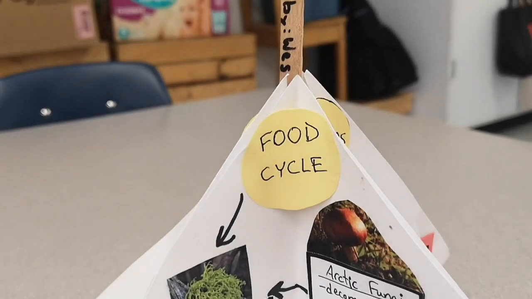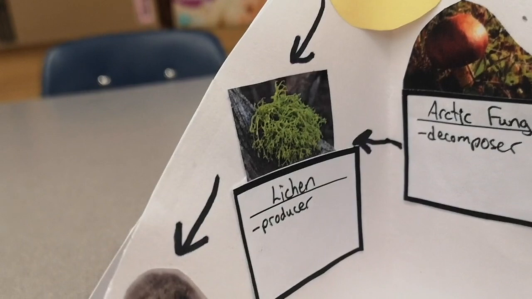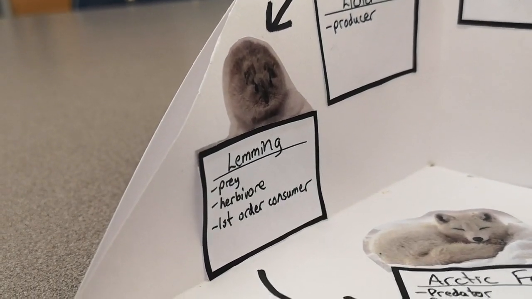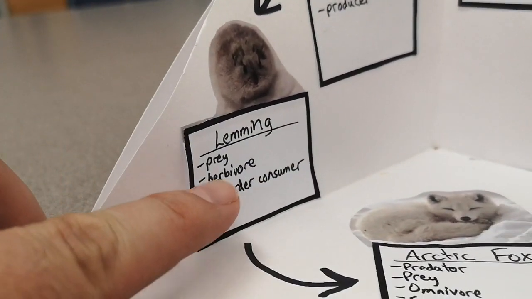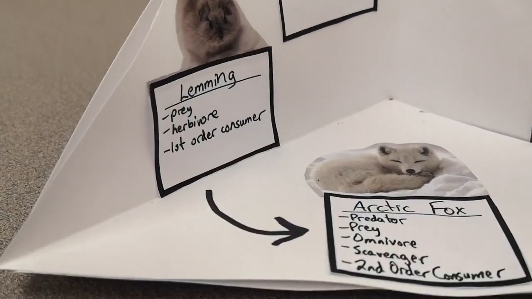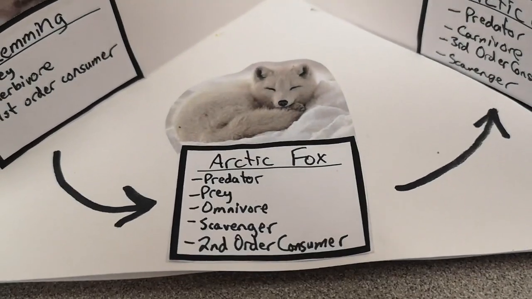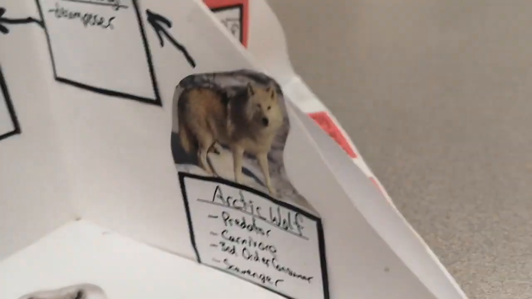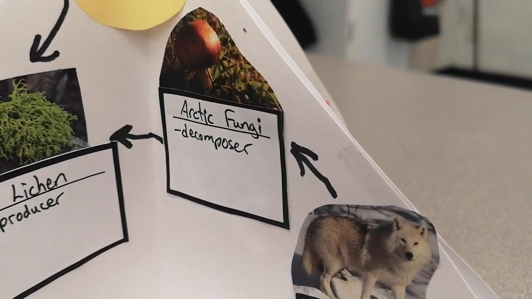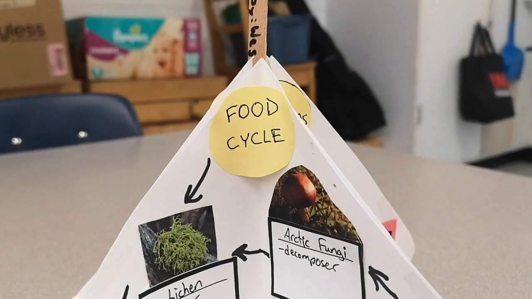Next, we've got the food cycle. We start with the sun and an arrow going down to the lichen, which is a producer, going down to the lemming, which is prey, herbivore, and first-order consumer, remembering to include all of the different labels from our food cycle, also called a food chain. Don't get confused by those. Just think of a bike chain, and it just goes around in a circle, right? I've got the Arctic fox with all of its labels, and then an arrow going to the Arctic wolf with its labels, arrow going up to the decomposer, which is the Arctic fungi, and going back to the lichen there. And that's my food cycle.